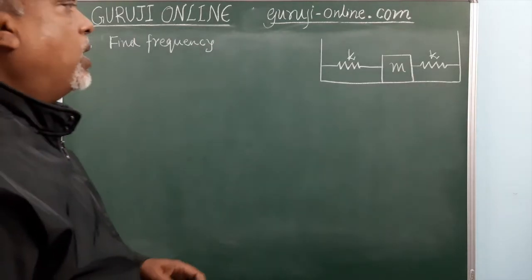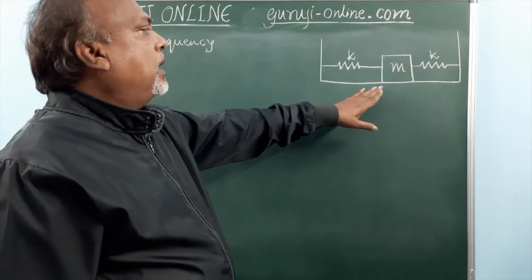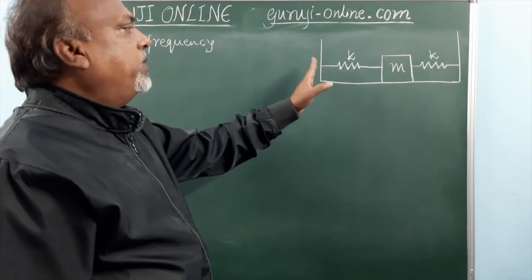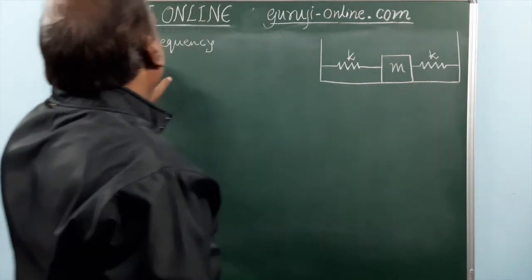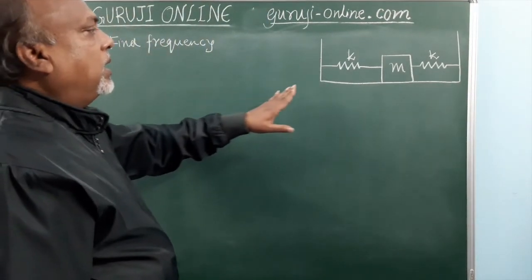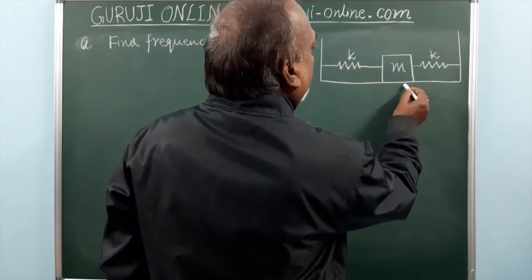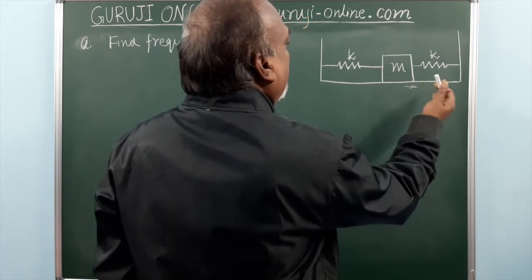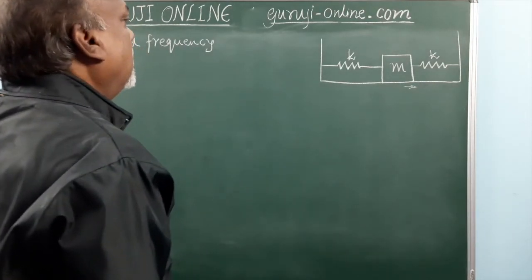So our second problem is, like this, we have a mass connected with two springs. These springs are attached to the walls. And we have to find out the frequency of the system. If this mass is given a little swing in this direction, then it will keep on oscillating. And what will be the frequency?